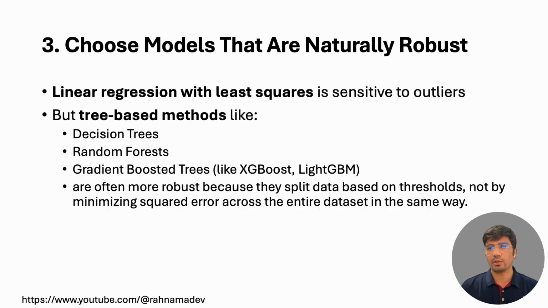You can also use robust versions of classical models, like robust regression, which tries to fit the model to the majority of the data and ignore points that don't fit well. So the third idea is, sometimes the easiest fix is just choosing a model architecture that naturally handles outliers better.